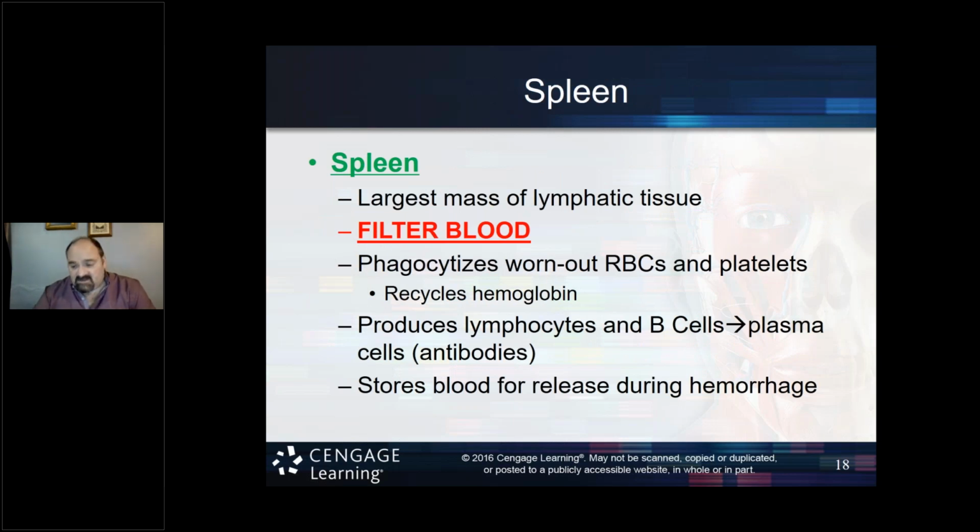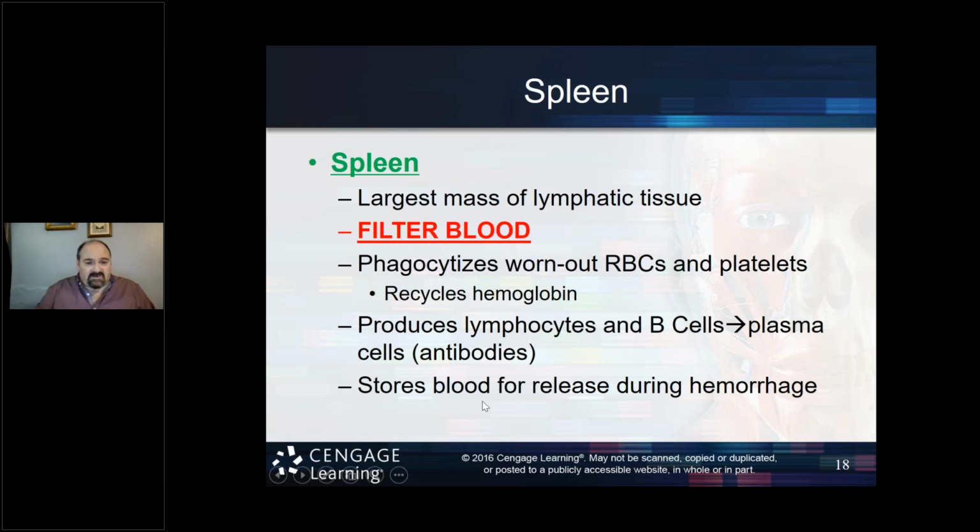The spleen. So I said to you, as far as the lymph nodes are concerned, they filter lymph. As far as the spleen is concerned, it filters blood. Okay, but it's also involved in your immune response, and it's the largest mass of lymphatic tissue. Know that if your spleen swells, if there's edema present within your spleen, and you take a fall, you take a hit, you can end up having a very catastrophic situation occur, because it acts as a storage reservoir for excess blood.